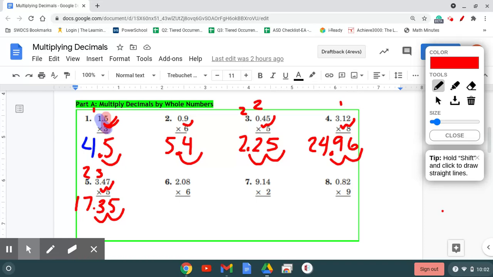All right, number 6. 8 times 6 is 48. Carry your 4. 6 times 0 is 0, plus the 4 we carried is 4. And then 6 times 2 is 12. 2 decimal spots here. 1, 2. So we're going to do the same thing here. 1, 2. 12.48.